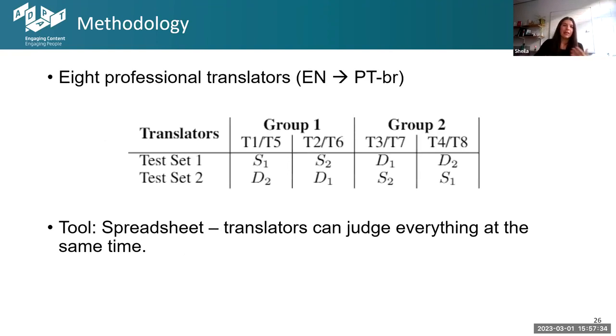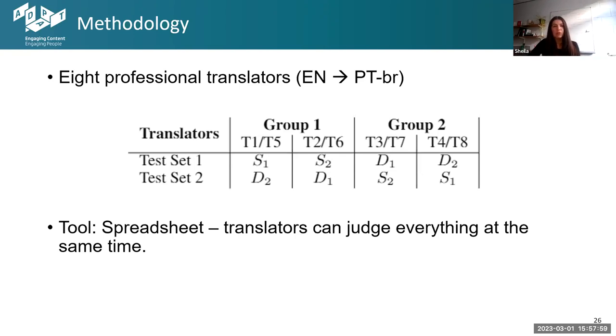This time I had a little bit more. I had eight professional translators from English into Brazilian Portuguese. And you see that, again, I distributed the tasks in such a way that translators would not see the same text or the same sentence twice, and the order of the tasks was randomized. So I avoided as much bias as I could.